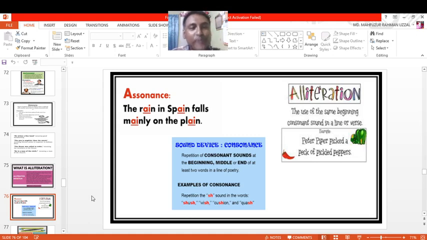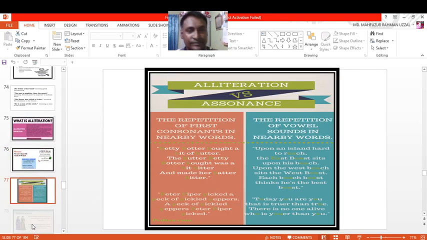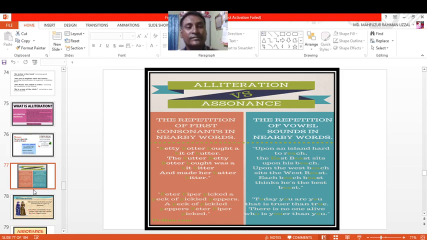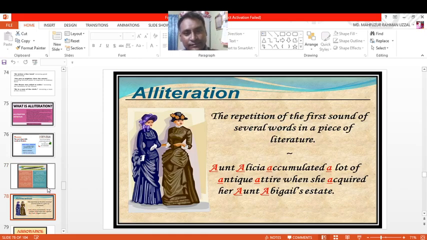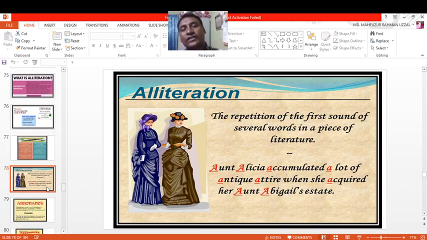The rain in Spain falls mainly on the plain. Consonance is the repetition of consonant sounds at the beginning, middle, or end of at least two words in a line of poetry. Alliteration is the repetition of the first sound of several words in a piece of literature. For example, Aunt Alicia accumulated a lot of antique attire when she acquired her aunt's big estate.